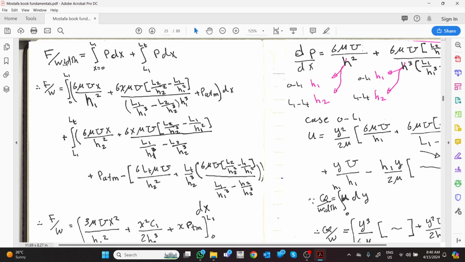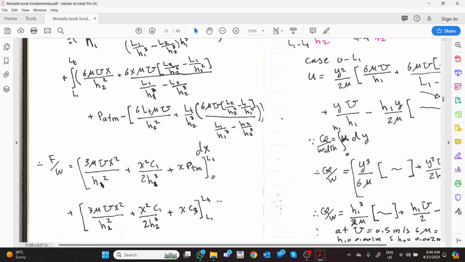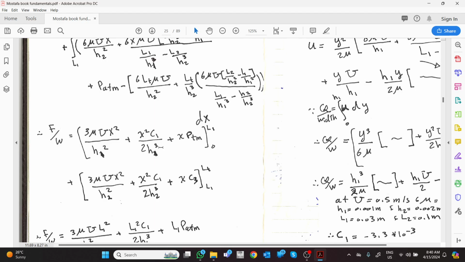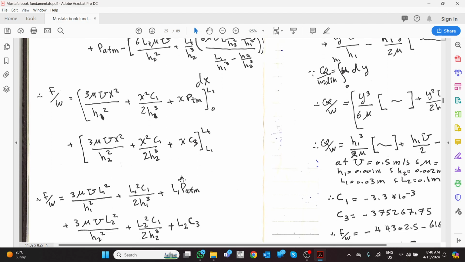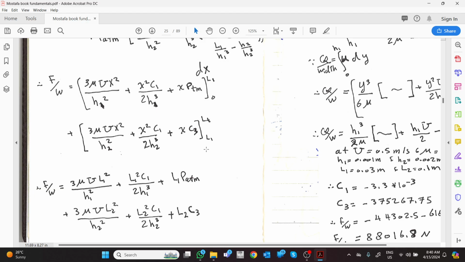This force per bearing width. Okay, so the first part and the second part for this one by dx. Okay, if you start to make the integration for the first one, it will be like this. Integration for the second one, it will be like this. You apply the limits, etc.